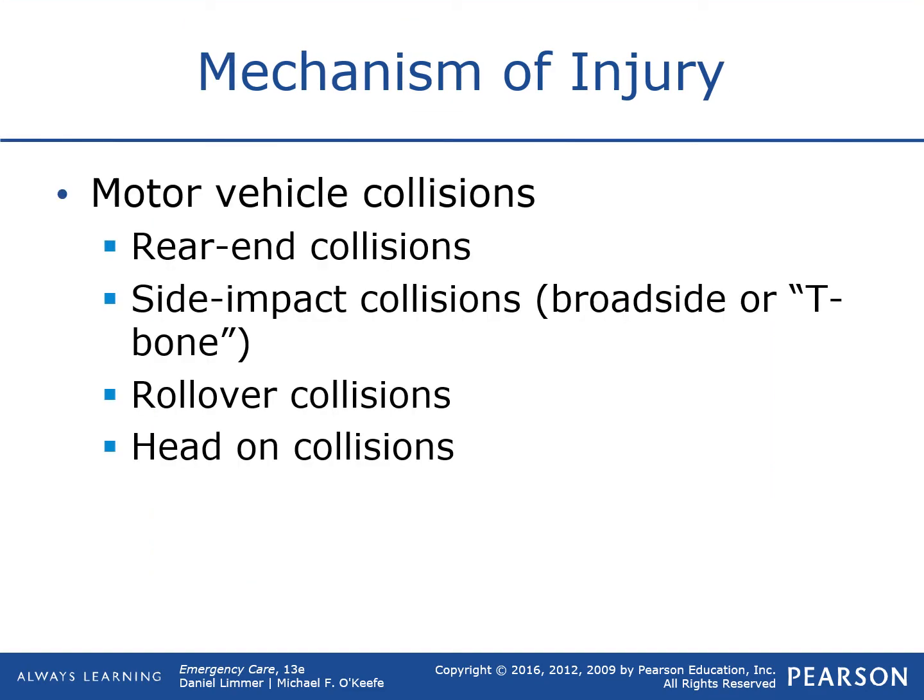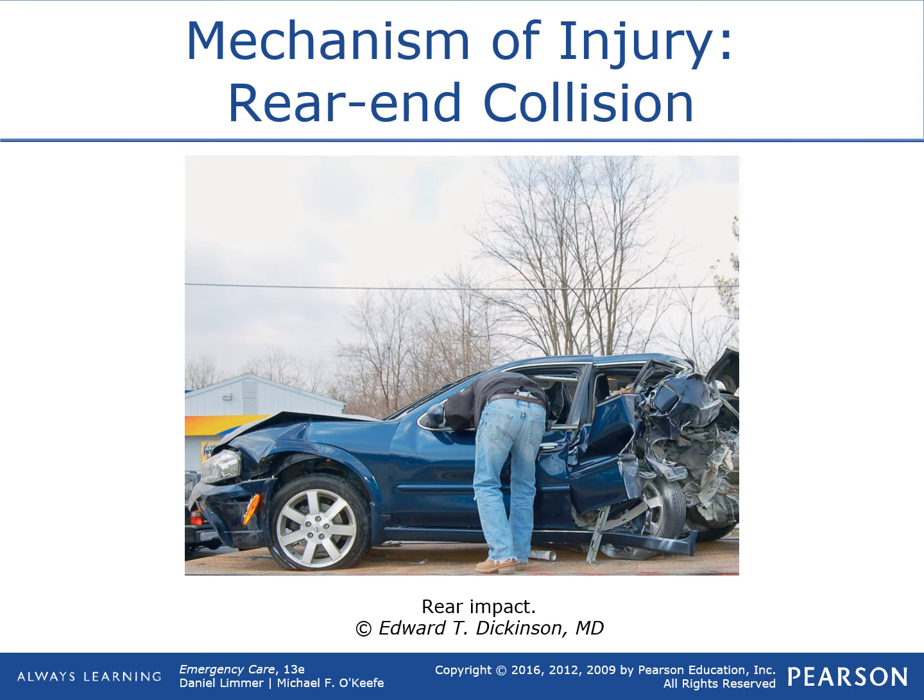So moving on with a few more motor vehicle accident things. We have several different types of motor vehicle collisions. We have rear end collisions. We have T-bones or side impact collisions. You have rollovers, and then you have head-on collisions. Here's some examples of some of those collisions.